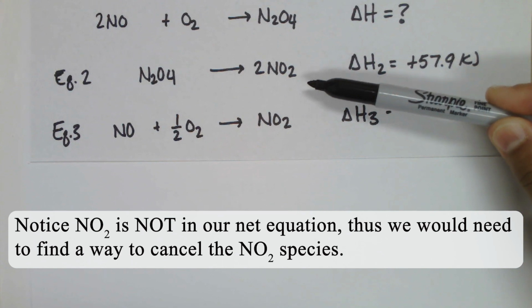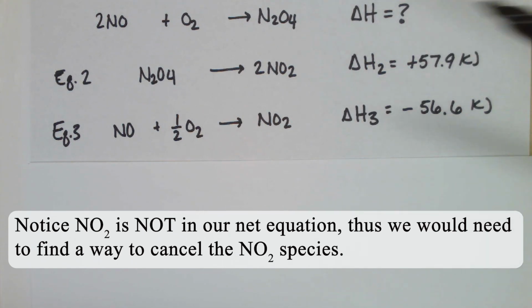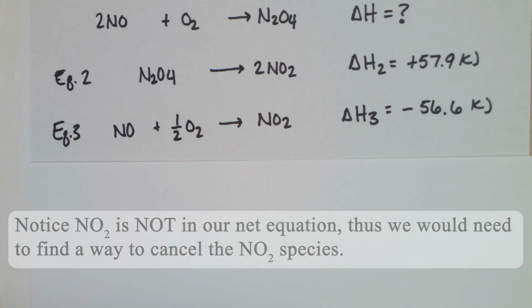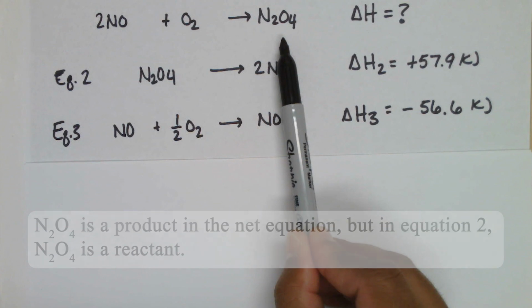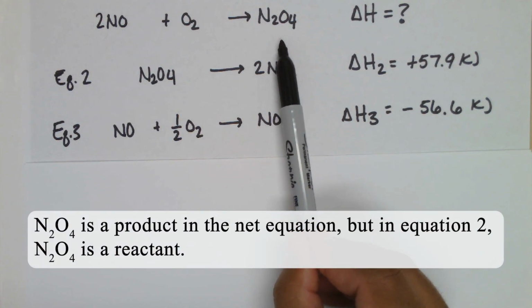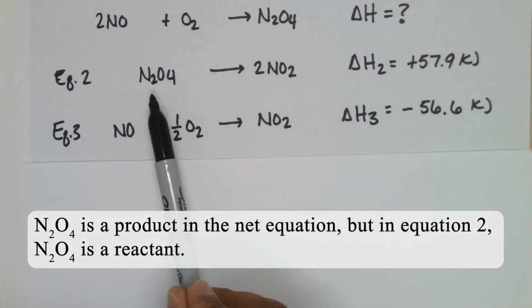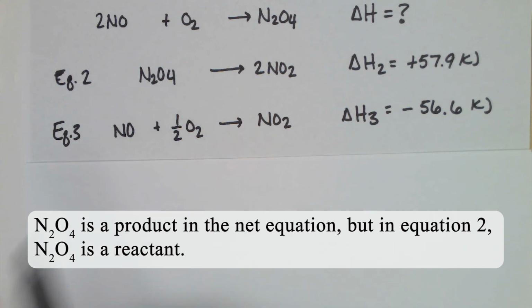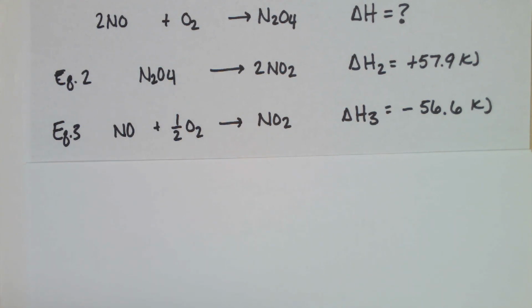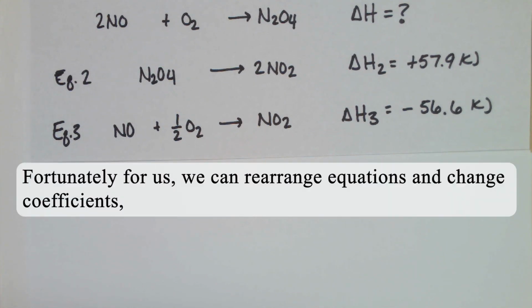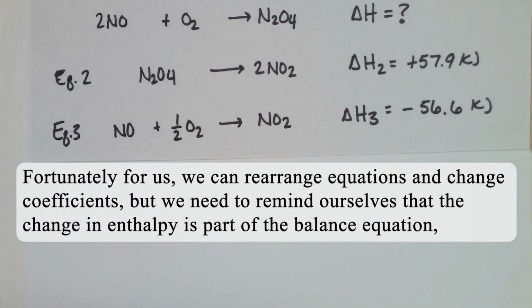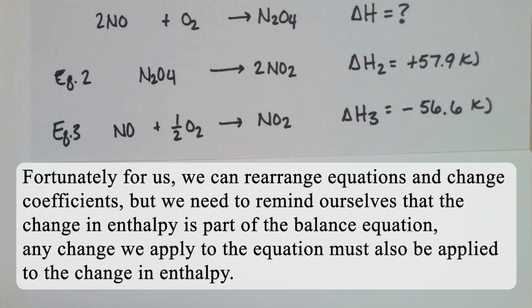Notice NO2 is not in our net equation. Thus, we would need to find a way to cancel the NO2 species. Also, N2O4 is a product in our net equation, but in equation 2, N2O4 is a reactant. Fortunately for us, we can rearrange equations and change coefficients, but we need to remind ourselves that the change in enthalpy is part of the balanced equation. Any change we apply to the equation must also be applied to the change in enthalpy.